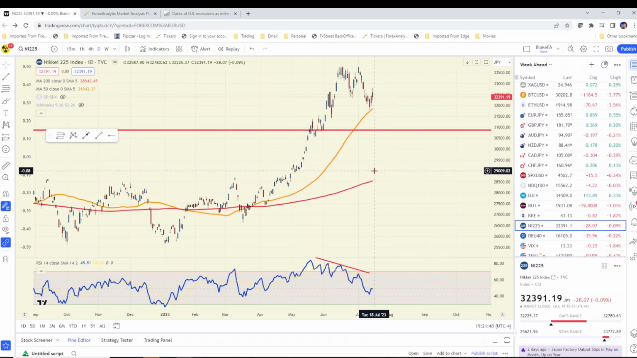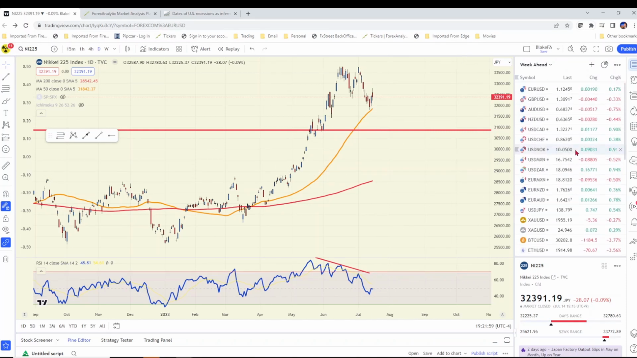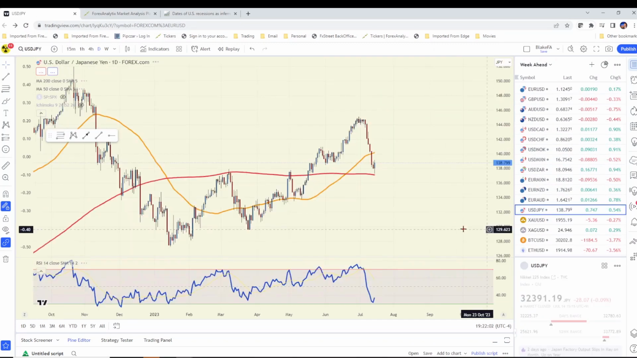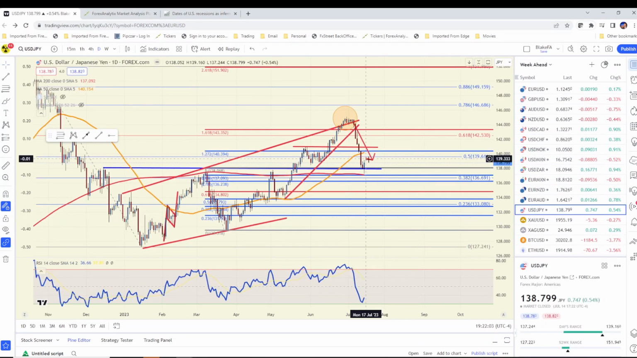Oh, there's one other thing I need to mention. There's risks that the Bank of Japan could tweak yield curve control. Now, on Thursday night, which is actually Friday morning, and I wanted to go over the yen anyway, we had a nice sell off to the 200-day moving average.